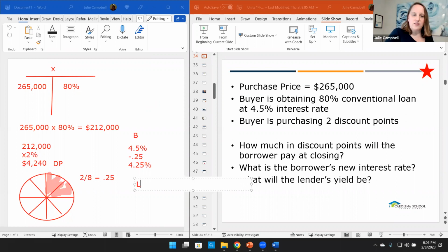And by purchasing discount points, that's going to increase the lender's yield. So where we deduct from the buyer, we add to the lender. So their new yield will be 4.75%. Again, do not worry about adjusting the interest rates unless the problem specifically says, what is the borrower's new interest rate? If it doesn't ask you what the new interest rate is, you do not have to worry about it. You will have to figure out how much the borrower will have to bring to closing and prepaid interest. That we will. I guarantee you'll see that.